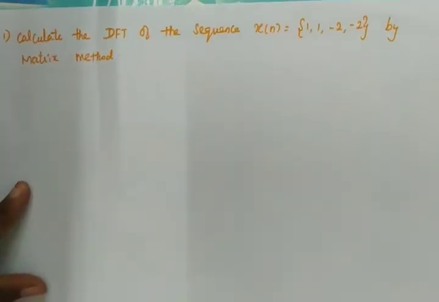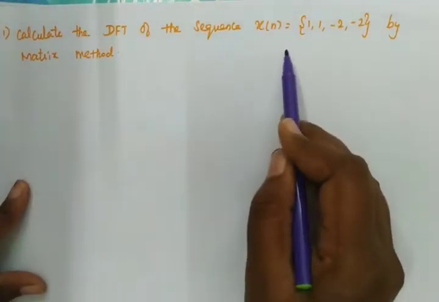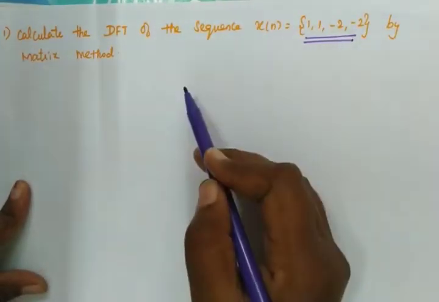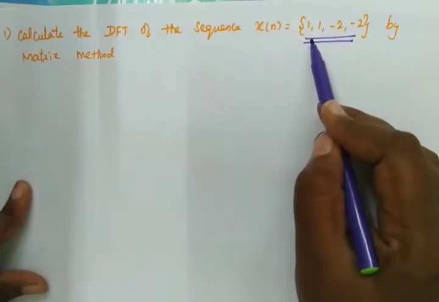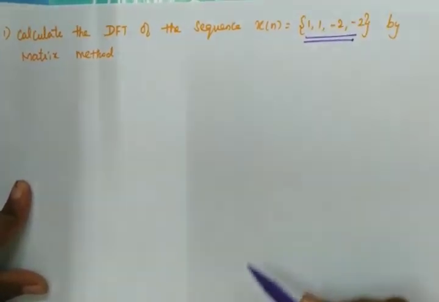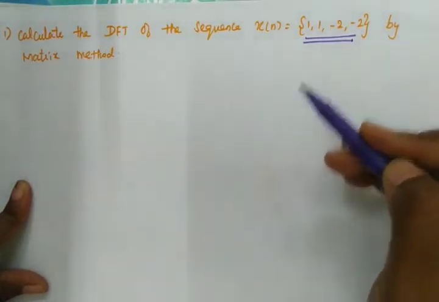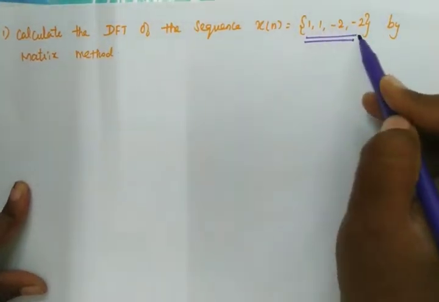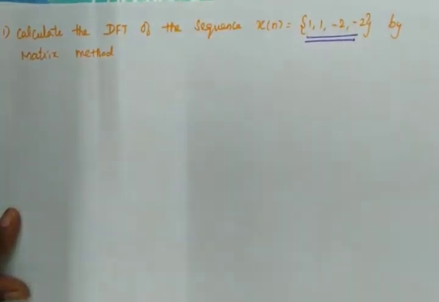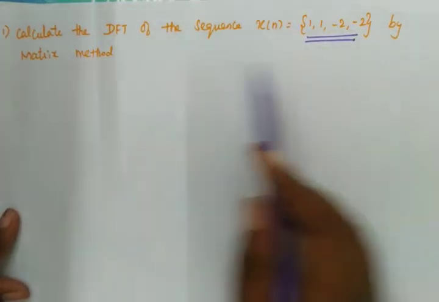Now calculate the DFT of the sequence x of n, the same numbers we are solving from the beginning. For DFT direct calculation, we have used the same values 1, 1, minus 2, minus 2. And for calculating the IDFT, we have taken the answer of this as a question and we have found the answer 1, 1, minus 2, minus 2. Now we are going to calculate the DFT of the sequence x of n equal to 1, 1, minus 2, minus 2 by matrix method.